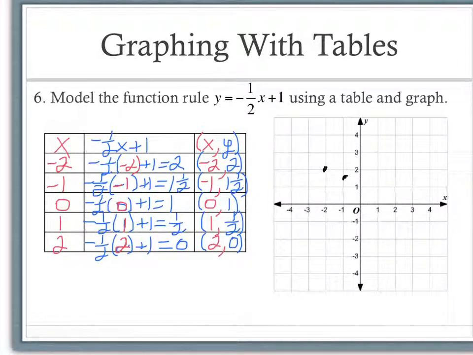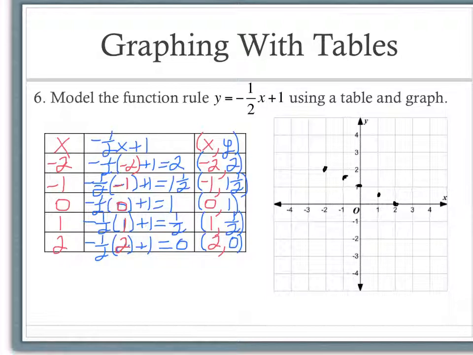and put a point. Then going back to the origin, this time my point is 0, comma 1, so I will not move left or right, and I will just go up 1 and put a point. Then we have 1, comma 1/2, so right 1 and up 1/2. And finally 2, comma 0, so right 2, and we don't go up or down, we stay right there. So there are my points that will make up my line.